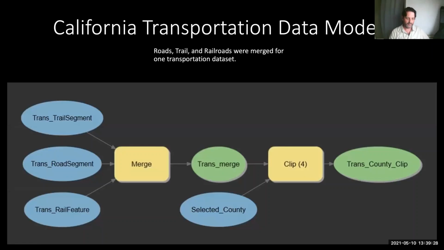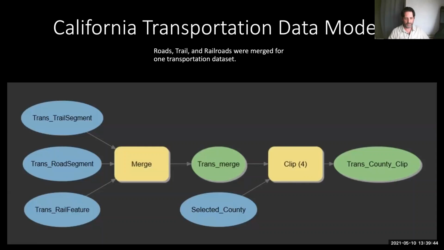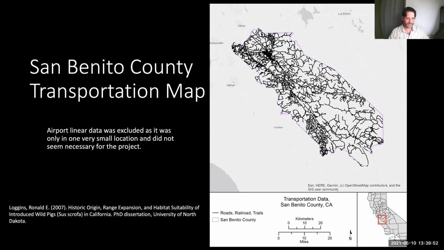For transportation data, I used trails, roads, and railroads. I did not use the airport data, as there's only one small airport up in this area by Hollister, and it was surrounded by roads, so it wasn't really important. I merged all those together and then clipped those to the county, just like I did all the other data sets.